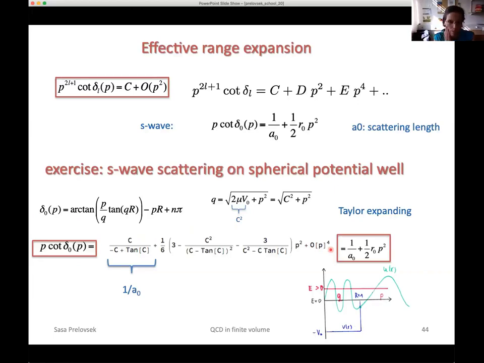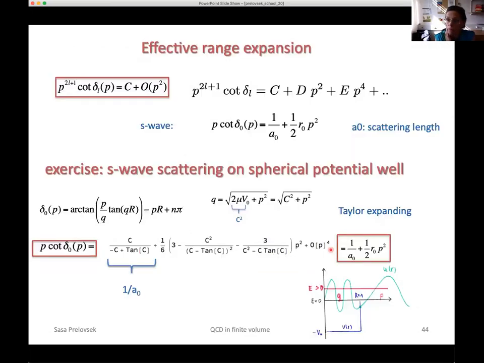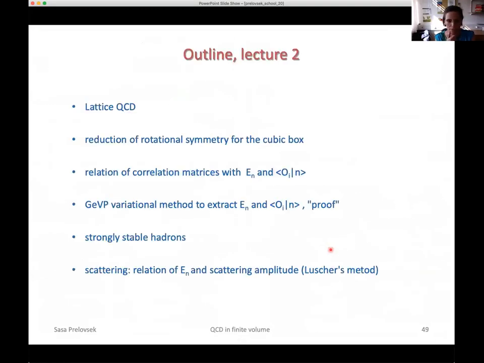Okay, so I think this concludes our discussion in the continuum. Do you have some questions on this? No? Okay. Now, lecture 2, we jump to the lattice, finite volume, that's the title.